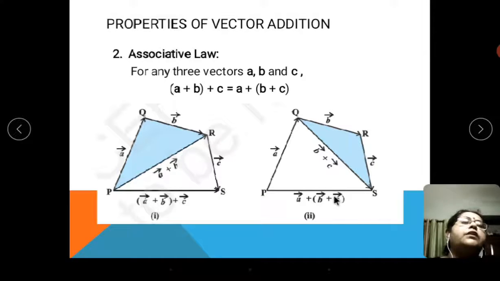In the second figure, we are first adding B and C. Adding B and C, we get this third side of the triangle QRS, which is QS. So B plus C is now represented by QS. And now if we apply the triangle law to this PQS, we will see that it is given by the third side PS. So in both cases we get PS, and this shows that (A plus B) plus C is equal to A plus (B plus C).